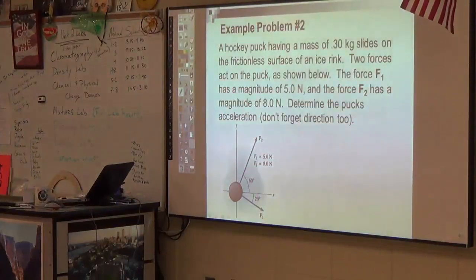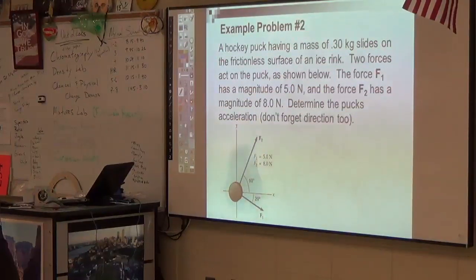Although this is really just another vector problem anyway. Free body diagram is pretty much already drawn for us. A hockey puck having a mass of 0.3 kilograms slides on the frictionless surface of an ice rink. 2 forces act on the puck as shown below. And they give you the magnitudes. Determine the puck's acceleration.